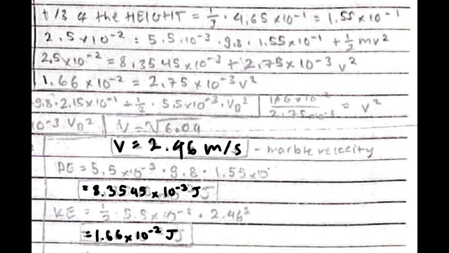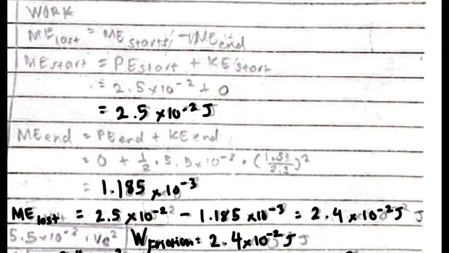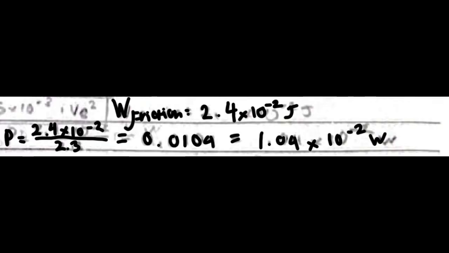So to calculate the work done by non-conservative forces, we find the difference between the mechanical energy at the start with the mechanical energy at the end, to which we find is 2.4 times 10 to the power of negative 2 joules, and we use that to find the power, which is 1.04 times 10 to the power of negative 2 watts.